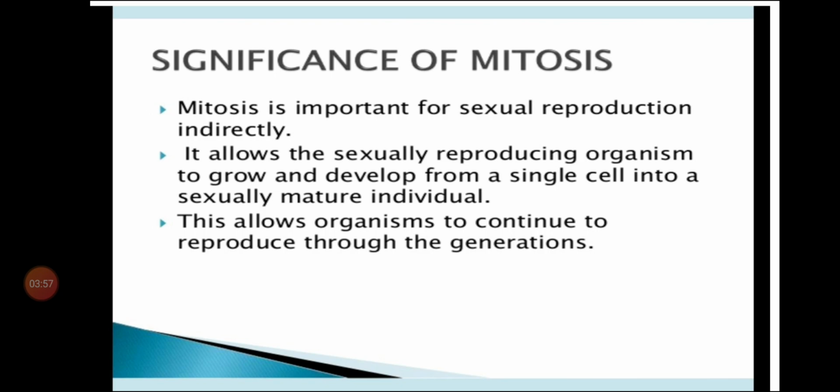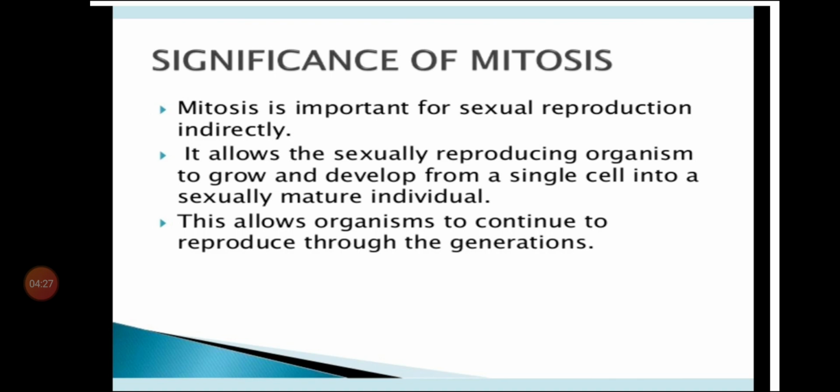Next part is the significance of mitosis. Mitosis is an equational division, so the chromosome number is maintained constant. It ensures equal distribution of nuclear and cytoplasmic content between the daughter cells, both quantitatively and qualitatively. The hereditary material DNA is also equally distributed. It helps in the growth and development of organisms.